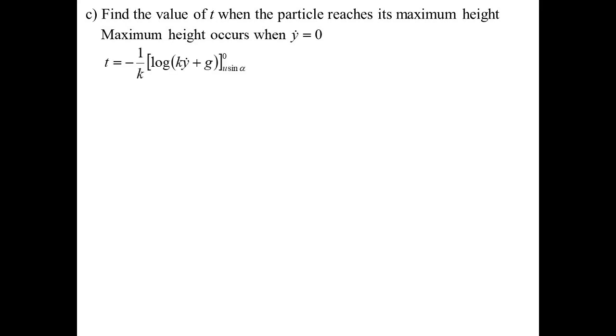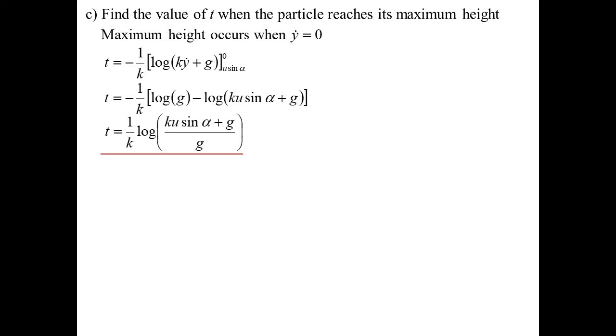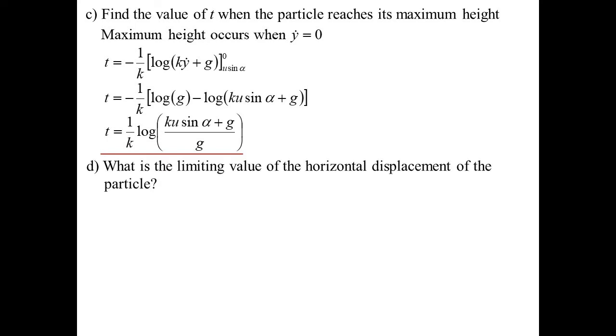Find the value of t when the particle reaches its maximum height. Well, maximum height still occurs when y dot is equal to 0. So now I can go back to what I'd already worked out. Because of the way I did it, I've got an expression for t, see, u sine alpha going to y dot. But in this one, y dot is now 0. So I can use that result I got before. So subbing in, and I get it quite quickly. So it was a serendipitous mistake. What is the limiting value of the horizontal displacement?